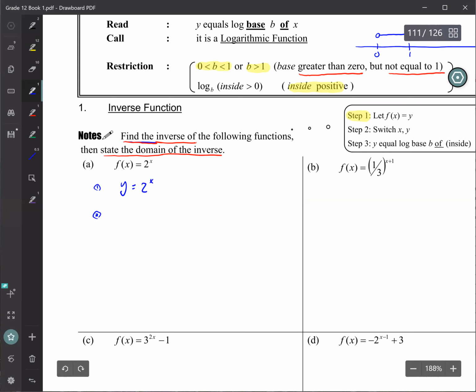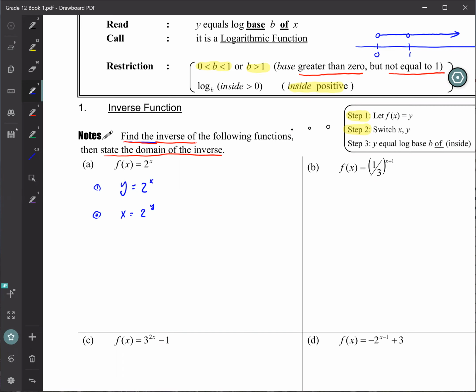Step 2, switch x and y, right? So the moment that you switch x and y, it's already called the inverse, all right? So this is the inverse, but we usually like to isolate y, right?